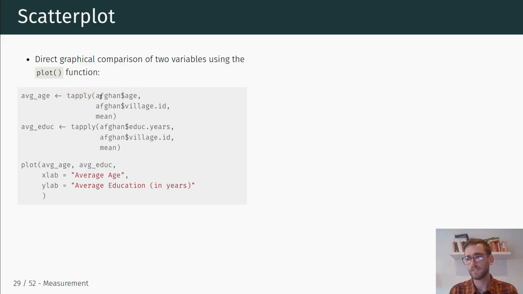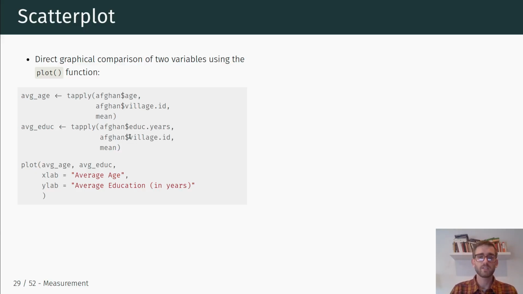So we're using the tapply command again, which you've seen before. We're just computing the average age for each village, as well as the average education in years for each village. And of course, from a substantive point of view, we're not really interested in any type of causal effect here. And of course, there will be a relationship, because if you have a very large young population and they're still in school, for example, that would result in a positive relationship. But we'll just use this as a straightforward toy example.